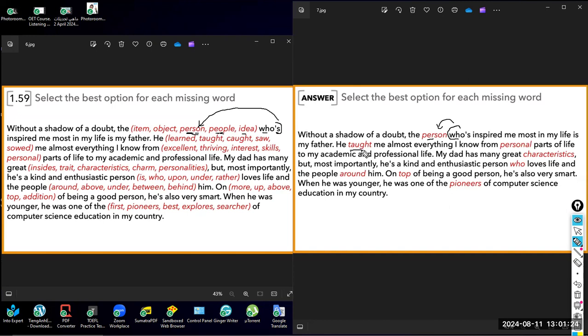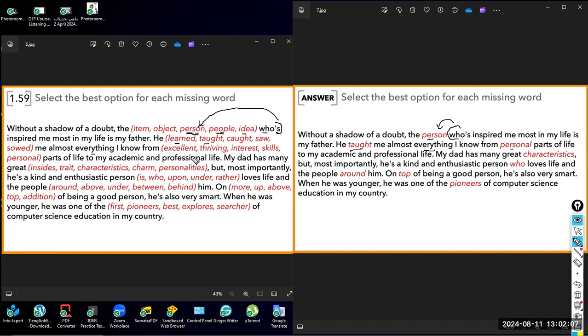He taught me everything. We notice that my father taught me everything, not learned me, because I'm not the person who is teaching. If I'm the person who is teaching, I have to say teach. So I cannot say he learned because my father is teaching me everything. So I have to say taught, not code, for example, or saw or something like that. So he taught me almost everything I know from personal parts of life.